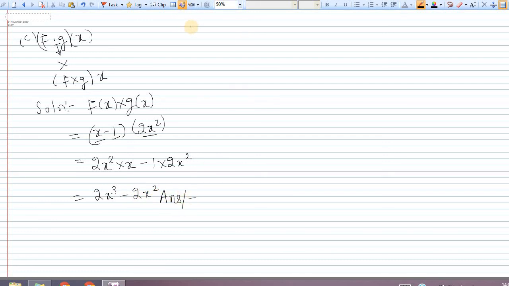Now our D part is (f upon g)(x). So again here it is division, so we will write it as f(x) upon g(x). So it would be x minus 1 upon 2x square. So this is our answer.